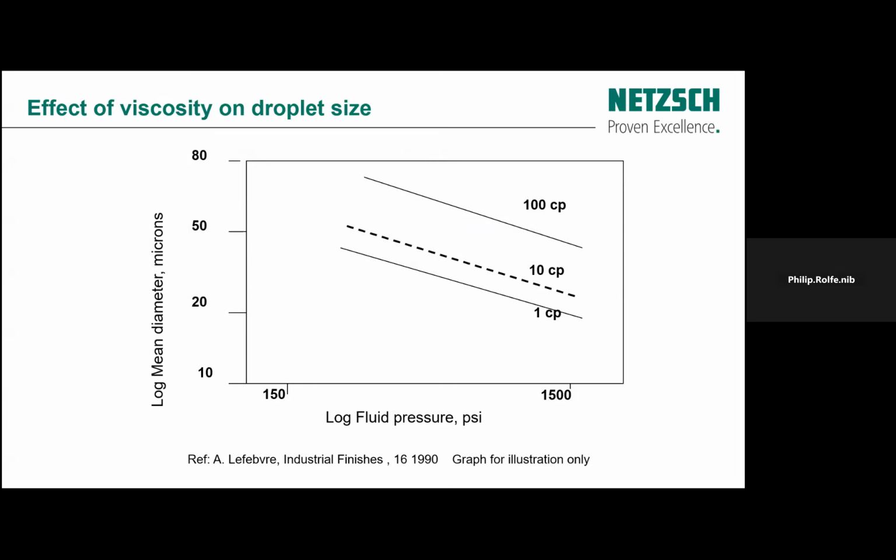So if I spray with any known pressure, here's on my x-axis, the pressure of the liquid going into the nozzle, and then I can see here that depending on the viscosity of the material, I'm going to get different diameters of droplets. So for 1 centipoise, obviously smaller than at 10 centipoise, or smaller than at 100 centipoise. And this has been looked at by Lefebvre in an industrial finishes journal.